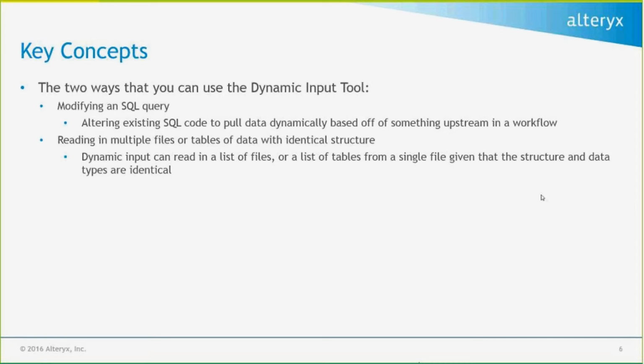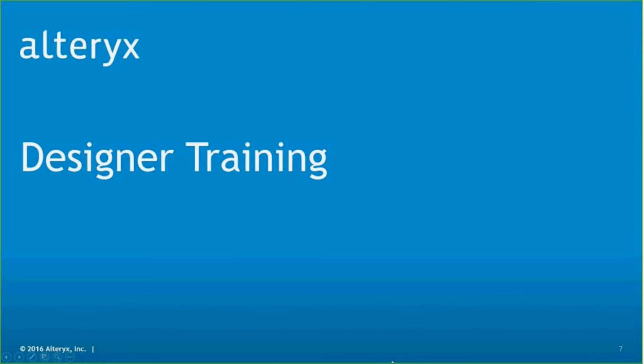Secondly, the other way that it can be used is to read in multiple files or tables of data within a single file, in the case of Excel, that have identical structure. So you can feed a list of files into it. It will read each of them and automatically stack or union that data together, given that they have the same structure. And now we're going to jump to Alteryx.